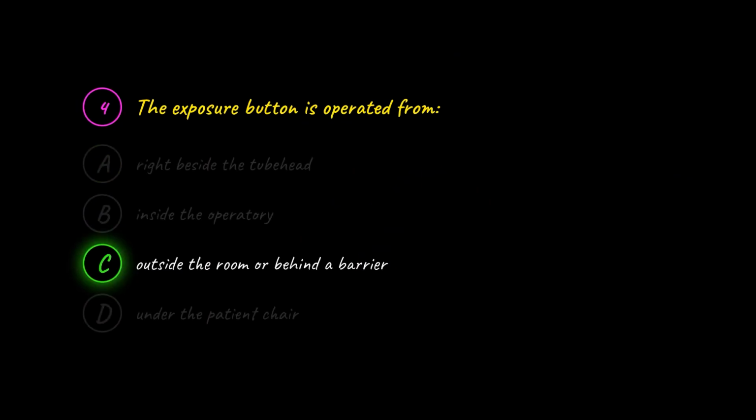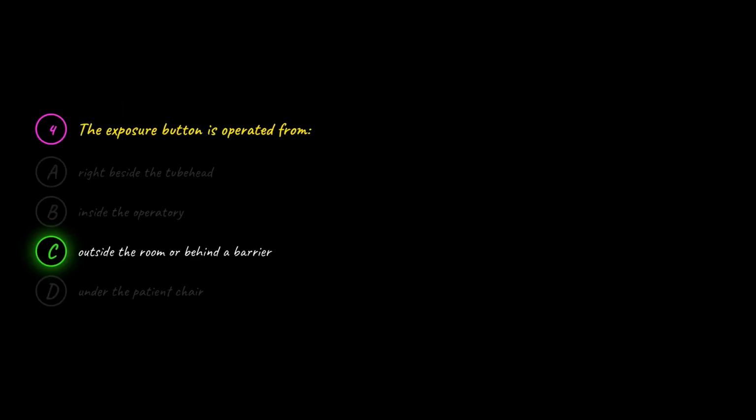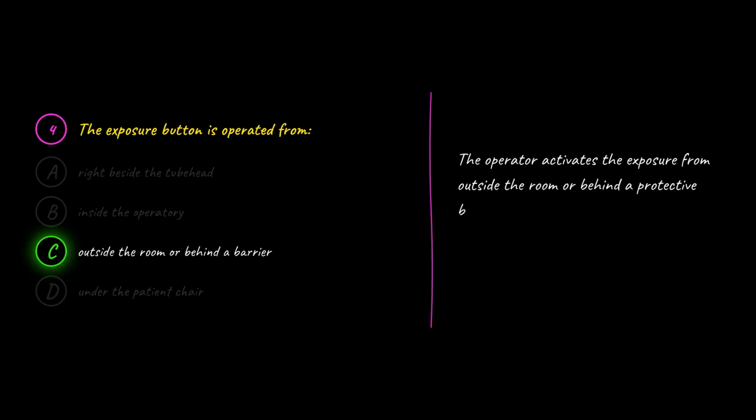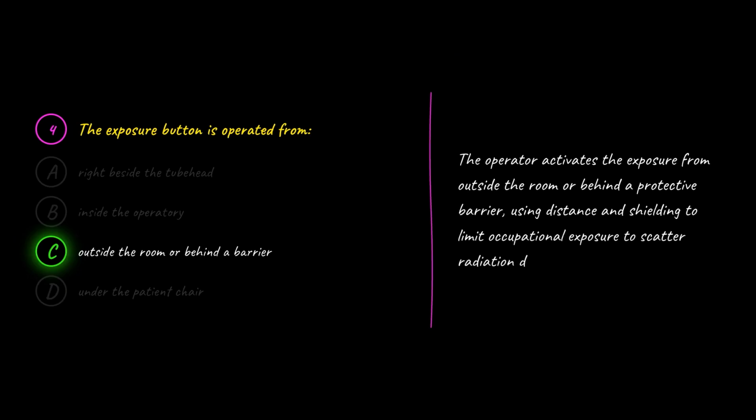The correct answer is C. Outside the room or behind a barrier. C is correct because the operator activates the exposure from outside the room or behind a protective barrier, using distance and shielding to limit occupational exposure to scatter radiation during the shot.